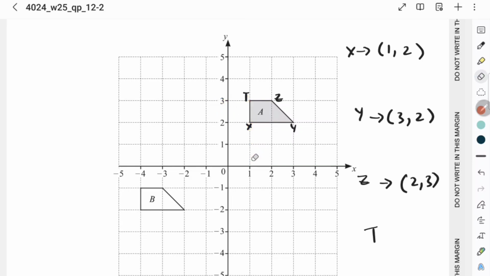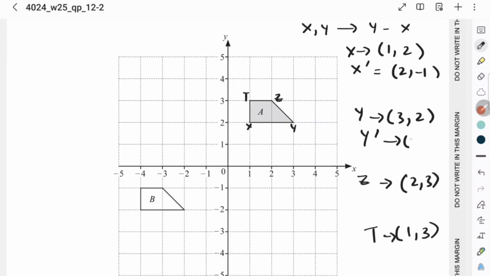Okay, 1 and 3. Remember, (x, y) will become (y, minus x) in your rotation of 90 degrees clockwise about the origin. So (x, y) will become (y, minus x). So that is (2, minus 1). It will become (2, minus 3). It will become (3, minus 2). And then its image is (3, minus 1). Just quickly plot all the points and join. That will be your answer.